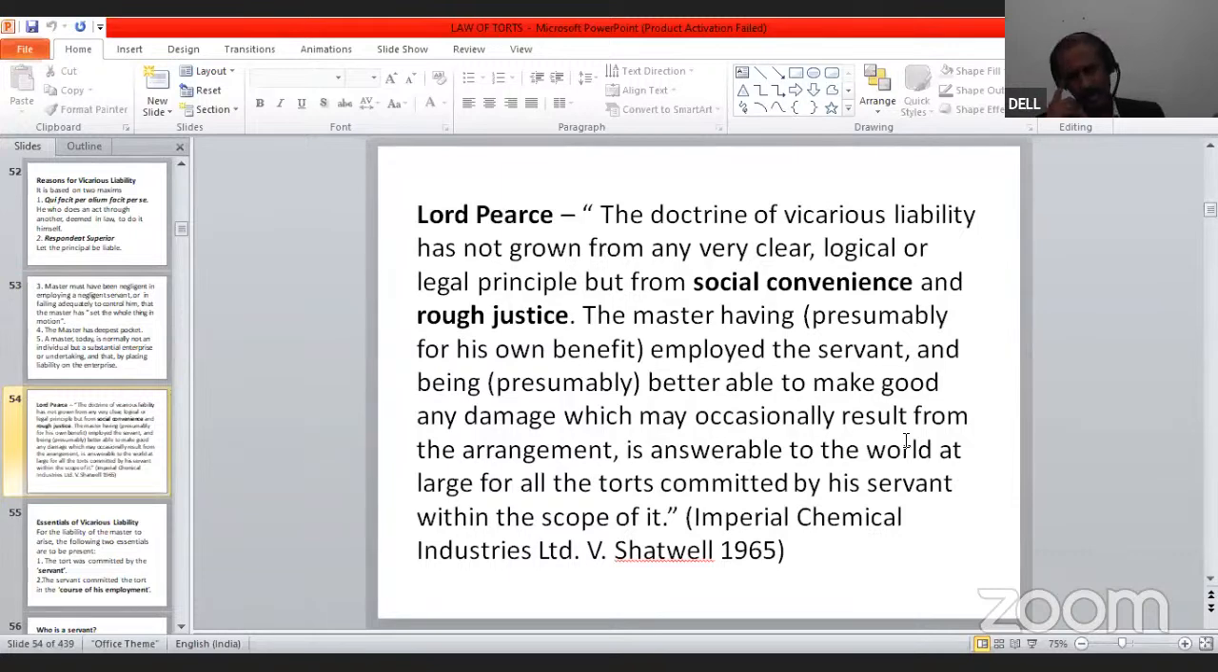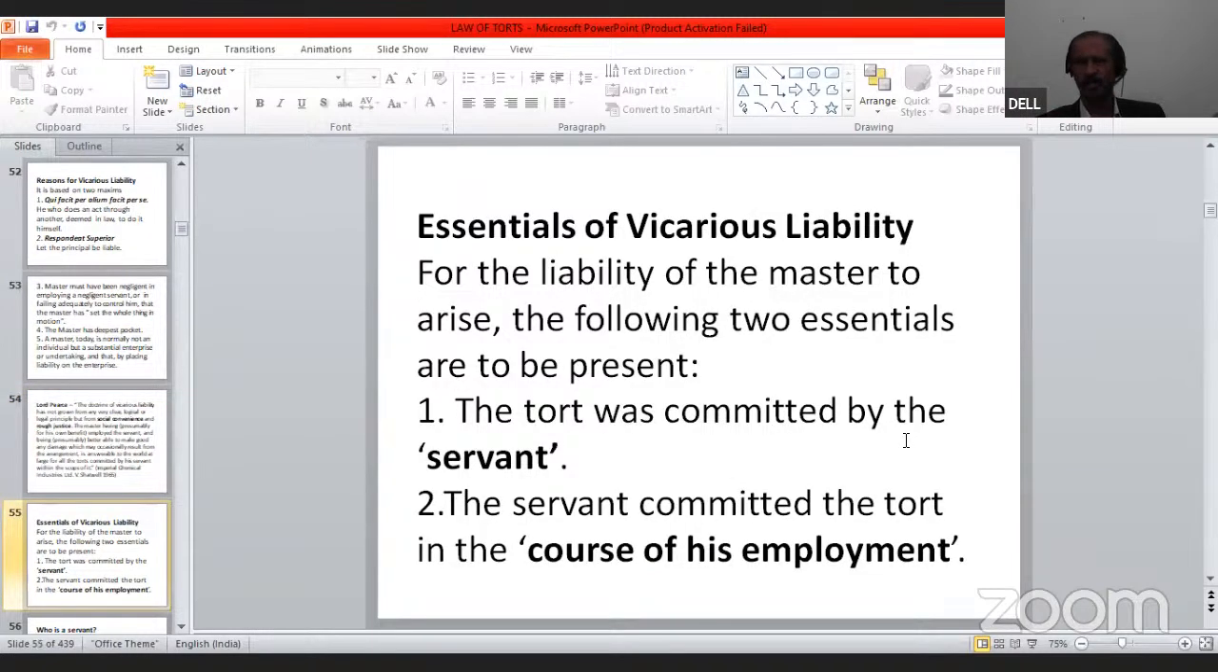Earlier there was slavery, then bonded labor, forced labor. There are many things actually. We have come across several legislations nowadays. But it is a social convenience. We cannot do all our work ourselves, so some help of others is required, say domestic work, in industry or many places actually. So that's why the master and servant relationship is always there. Biggest employer, government, always.